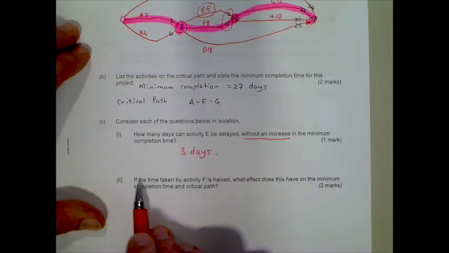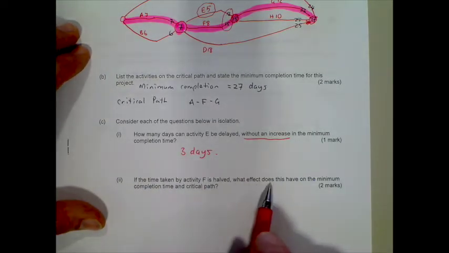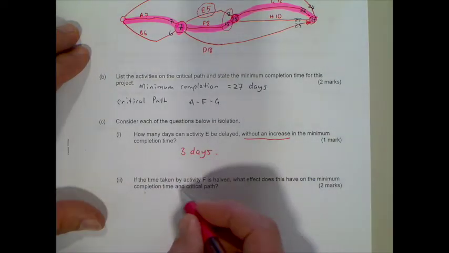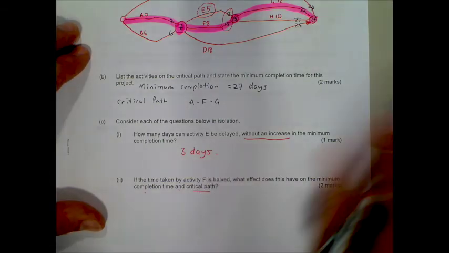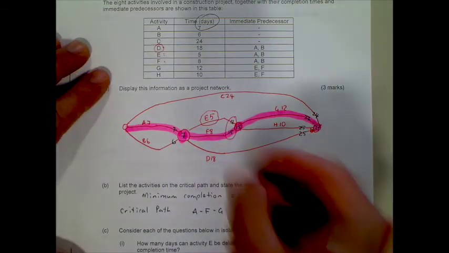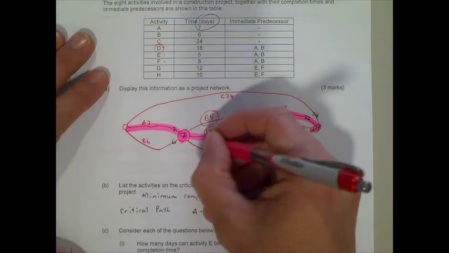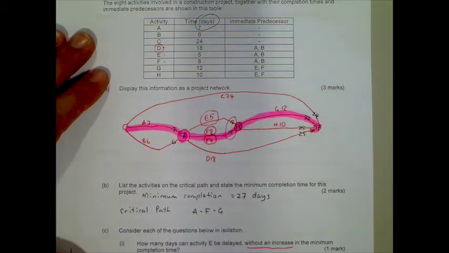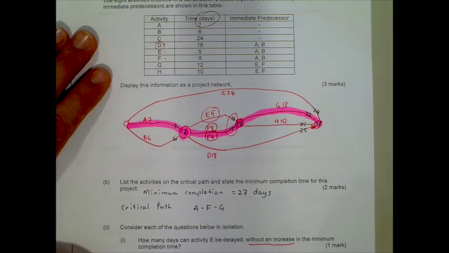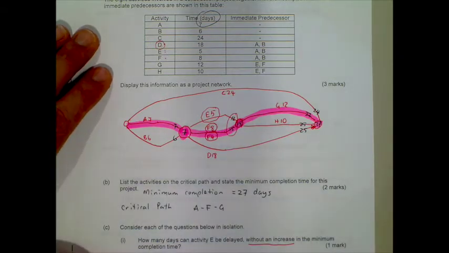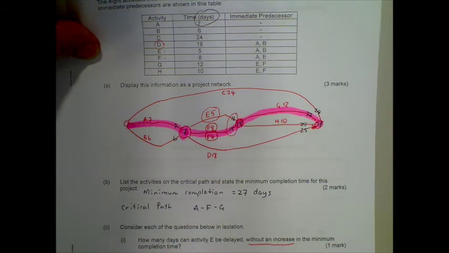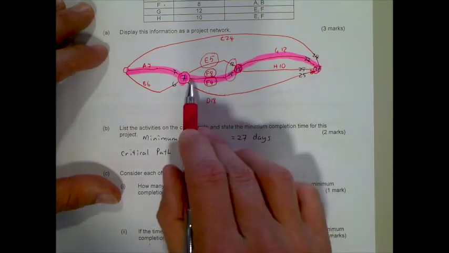If the time taken by activity F is halved, what effect does this have on the minimum completion time and critical path? Alright, so let's halve F and see what happens here. So let's see what happens if F is equal to 4. So 7 and 4 will actually make 11. Alright, so let's do this network and see what changes happen.